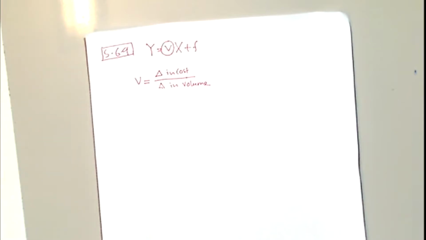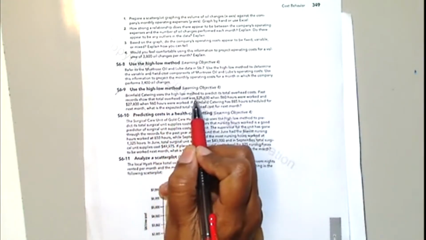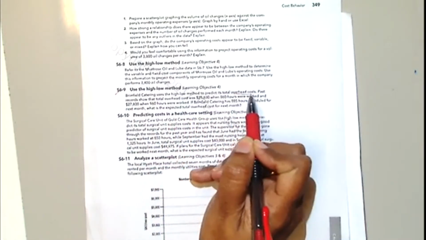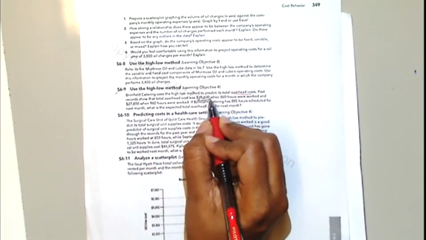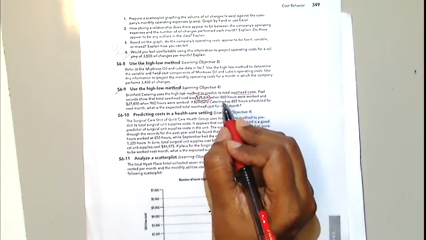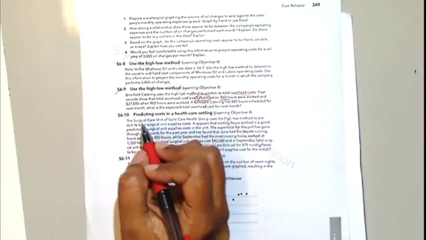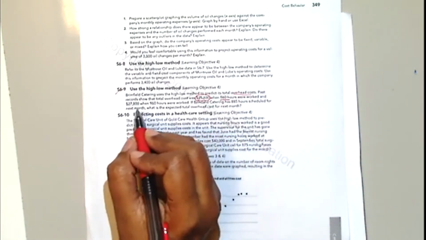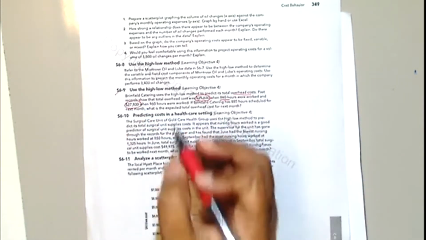Now, what do you mean by it? For that, we need to read the problem carefully. It says that Barnfield Catering uses the high-low method to predict its overhead cost. Past records show that total overhead cost was $25,600 when the company worked for 860 hours. And then they have another point of their working schedule: total overhead cost $27,800 when they work for 960 hours.